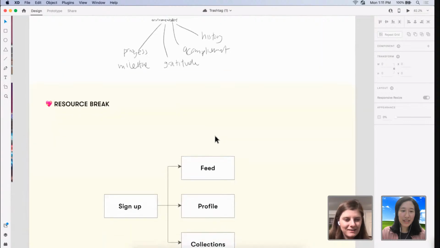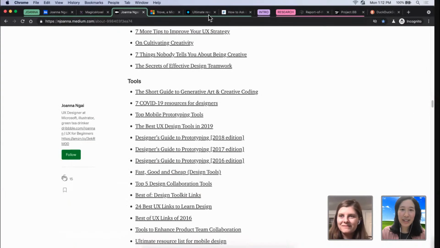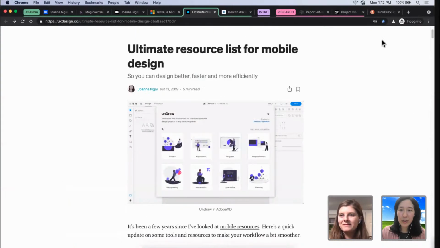Okay, I wanted to take a resource break because I have a bunch of resources in mind that I wanted to share. One of them is that I actually wrote a post on mobile design. I think it was a while ago, but it's on Medium if you want to check it out. It's called the Ultimate Resource List for Mobile Design. So the name is what it is.